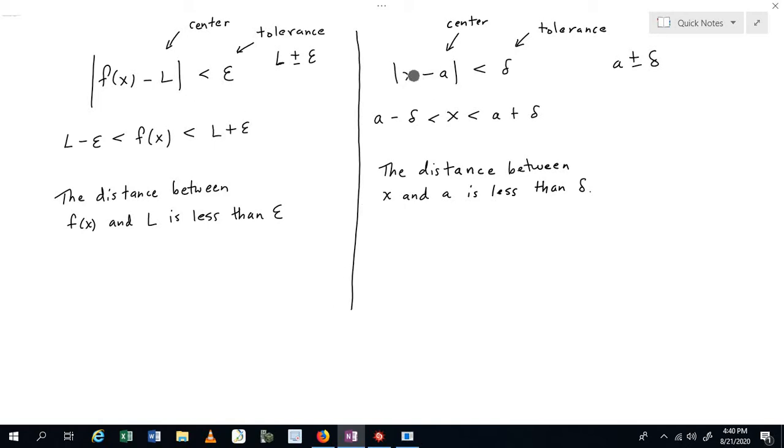Now for this one, which is the other absolute value inequality that we have in the definition, a is the center and delta is the tolerance. So it's a plus or minus delta, so x is trapped between a plus delta and a minus delta. That's what this is saying. And in terms of distance, you can interpret it as the distance between x and a is less than delta. Okay, so let's go back to the definition and keep these interpretations in mind.